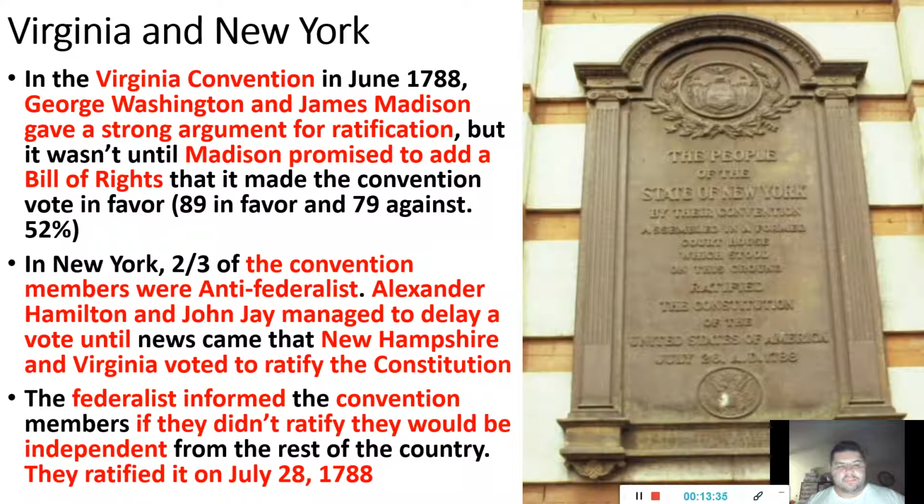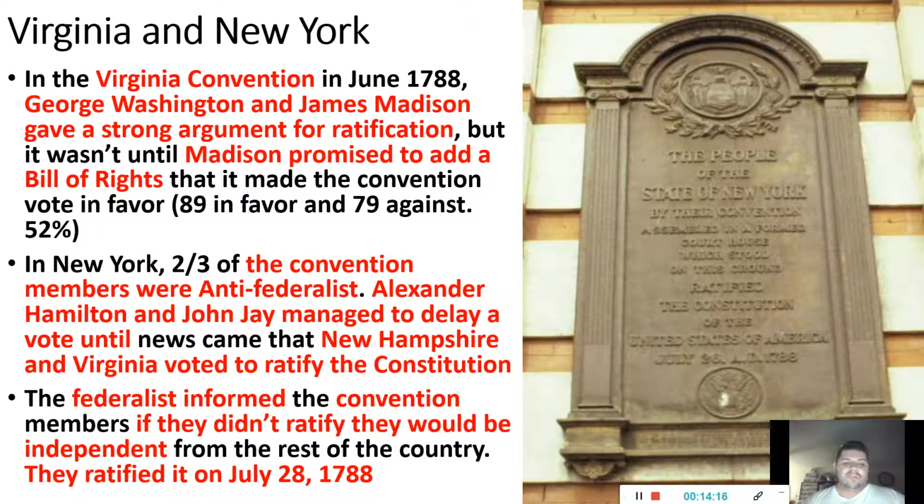Now, here's the thing. In New York, two-thirds of the convention members were Anti-Federalist, and there were two guys on the Federalist side trying to persuade them to pass it, and that was Alexander Hamilton and John Jay. These two guys had silver tongues. They knew how to talk to people, negotiate, things like that. But really what they needed to do was stop the vote, because if New York was going to vote right there and then, it wouldn't have passed.